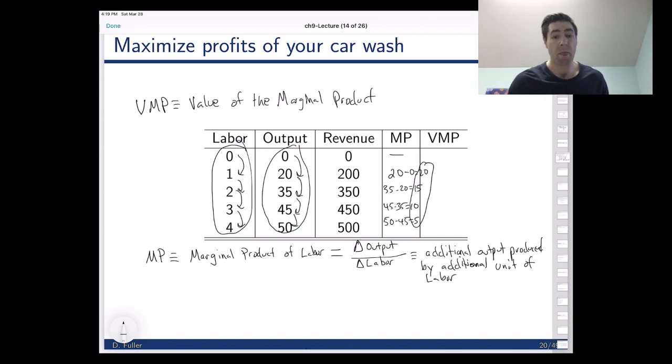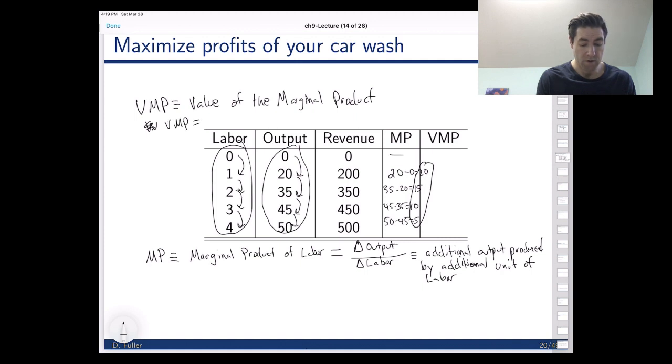Very simply, I want to calculate how many additional car washes I get per extra worker. And in terms of revenue, I'm going to get that many car washes times the price. So the value of the marginal product is going to be equal to the price of the good times the marginal product. Now in our example, remember that the price of the good was equal to $10. So we get $10 per car wash.